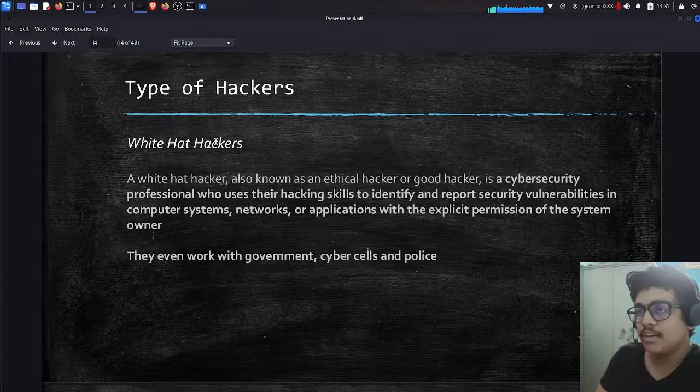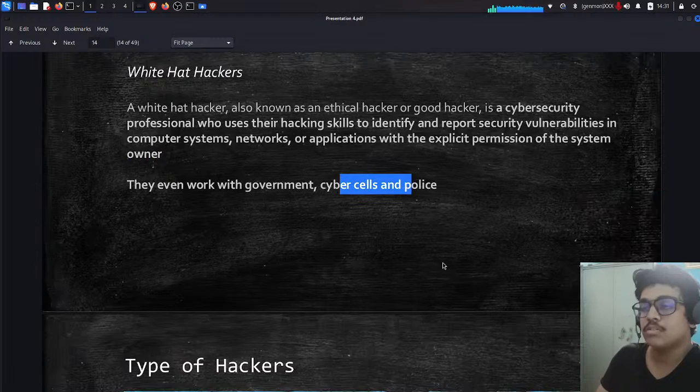We have taken the example of a website, but it can be anything: a computer system, a network, an application, a mobile application, a Windows application, anything, and with the explicit permission of the system owner. This is the important thing. We should first seek the permission of the system owner. If an organization has made a website, we should sign an agreement that we have permission to hack their system. If we do it without permission, you can be in jail. White hat hackers even work with government, cyber cells, and police.